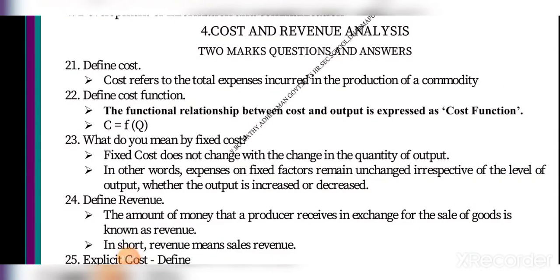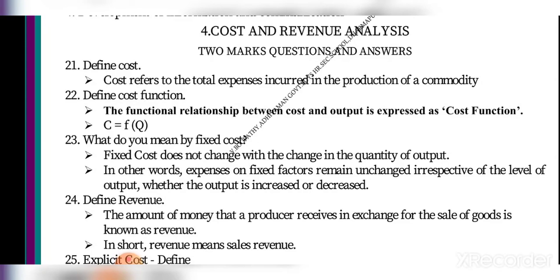Lesson 4, cost and revenue analysis. First we are going to see what is cost. Define cost. Cost refers to the total expenses incurred in the production of a commodity. That is, the expenses made in the production are defined as cost. Cost function. What is cost function? The functional relationship between cost and output is expressed as cost function. So the formula for cost function is C is equal to f, the function of quantity.